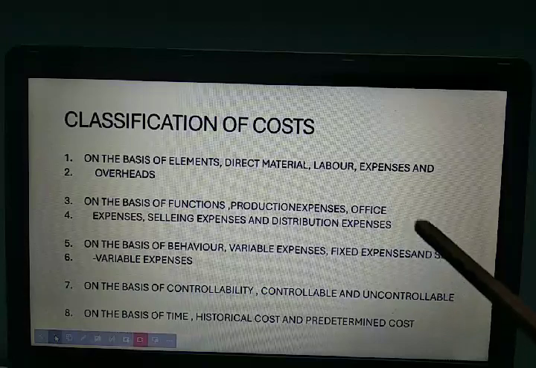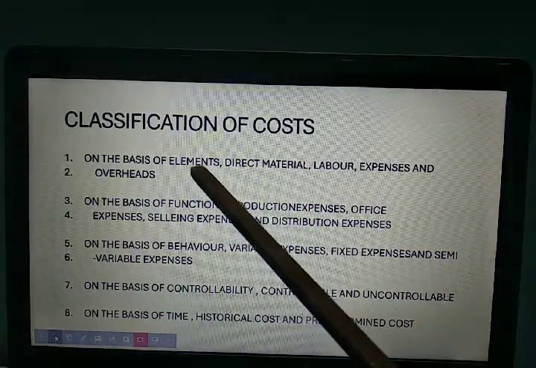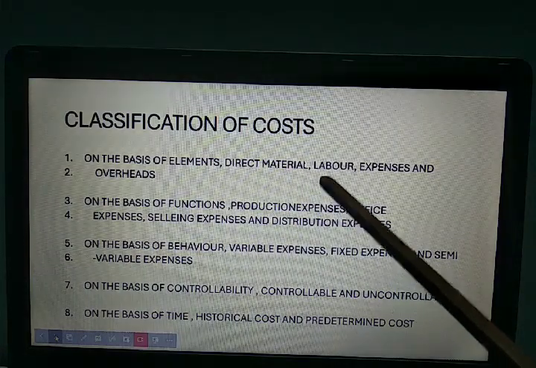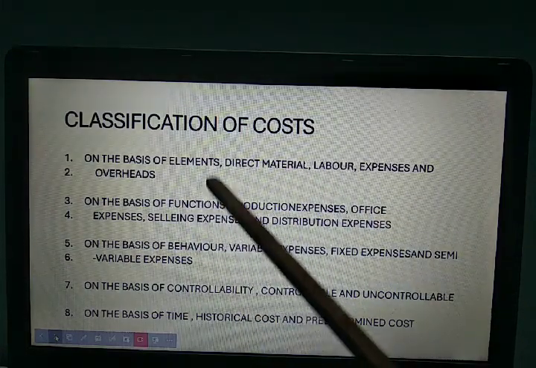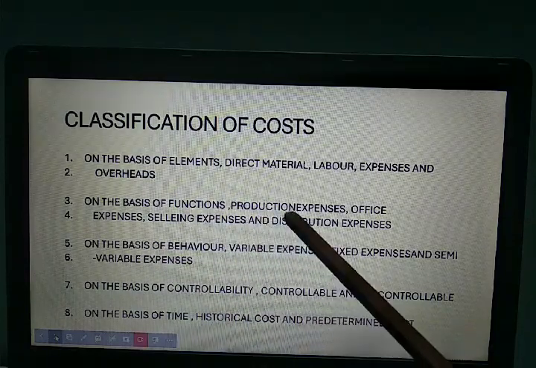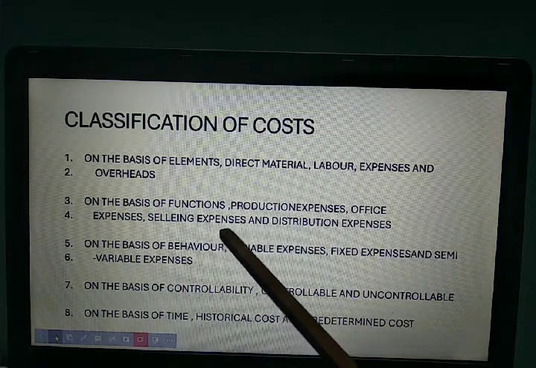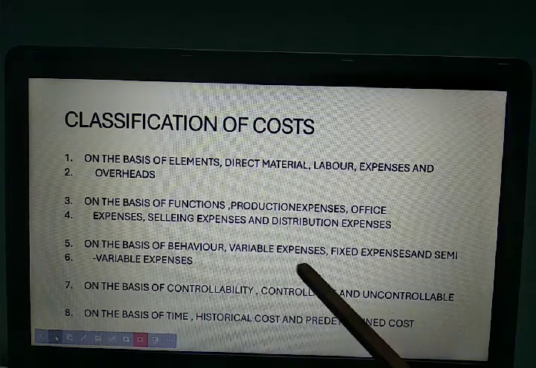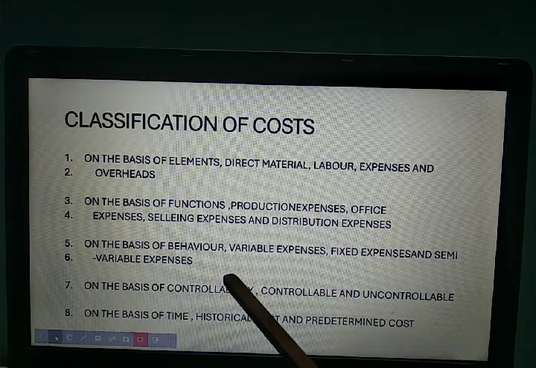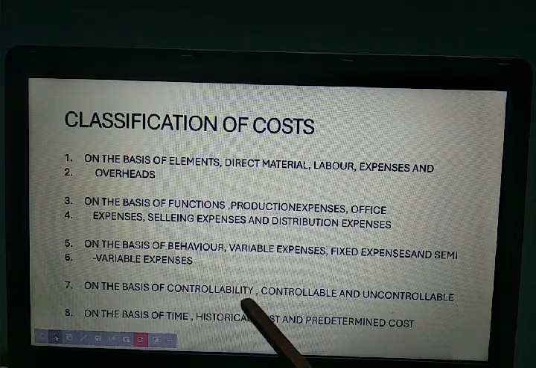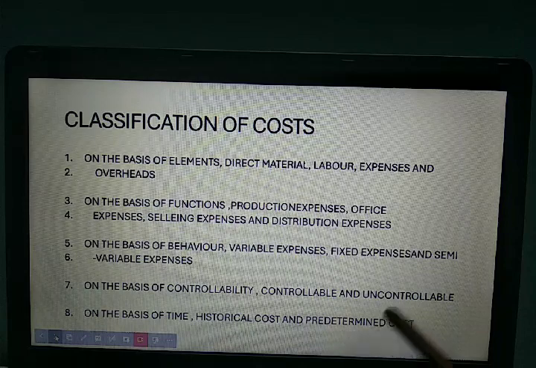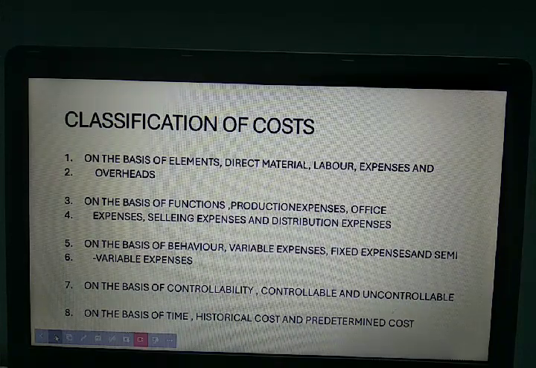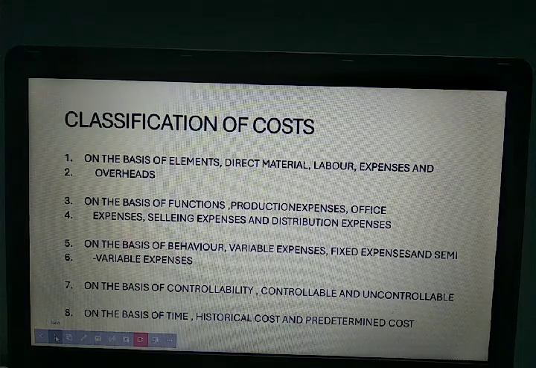So, classification of costs. Classification of costs can be made on the basis of elements, as we explained earlier: direct material, direct labor, direct expenses, and overheads. On the basis of functions: production expenses, office expenses, selling expenses, and distribution expenses. On the basis of behavior, that is nature: variable expenses, fixed expenses, and semi-variable expenses. On the basis of controllability: controllable and uncontrollable. On the basis of time: historical cost and predetermined cost. So these are the different types of cost classification that will be required.